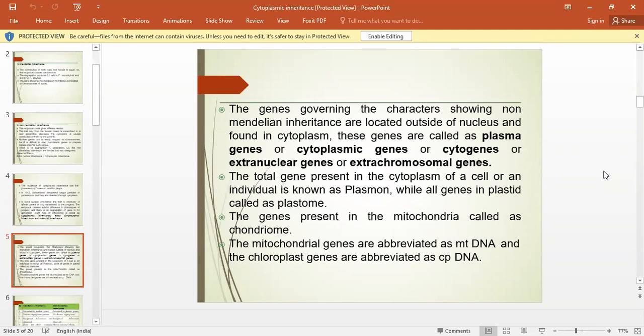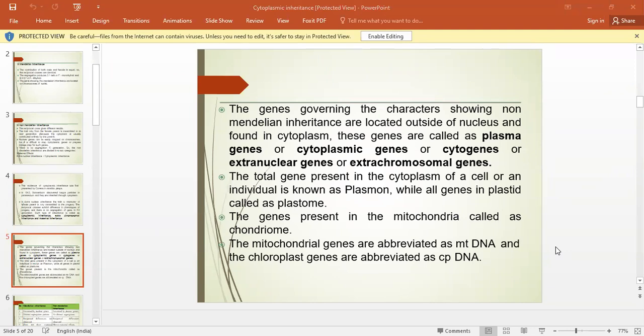The total genes present in the cytoplasm of the cells of an individual are also known as the plasmon. So this plasma gene set is also known as the plasmon. I told you that there are two cell organelles, chloroplast and mitochondria. Chloroplast has its own genome, its own circular DNA, and that DNA or genome is known as the plastome.